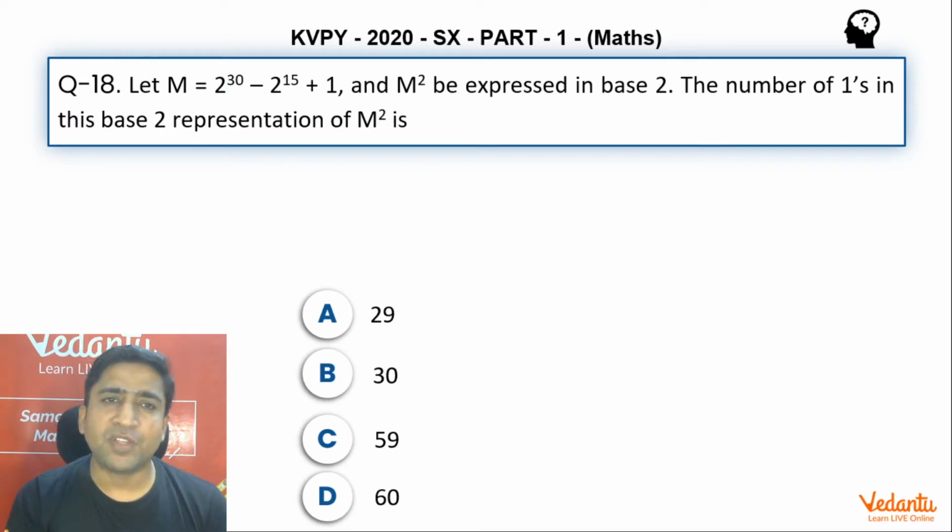As you can see on the screen, the question says: let m equal 2 to the power 30 minus 2 to the power 15 plus 1, and let m square be expressed in base 2. Then the number of ones in the base 2 representation of m square is: option A is 29, option B is 30, option C is 59 and option D is 60.